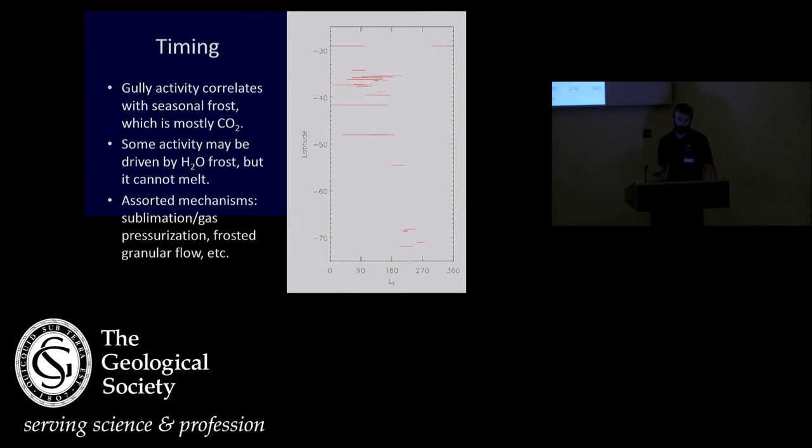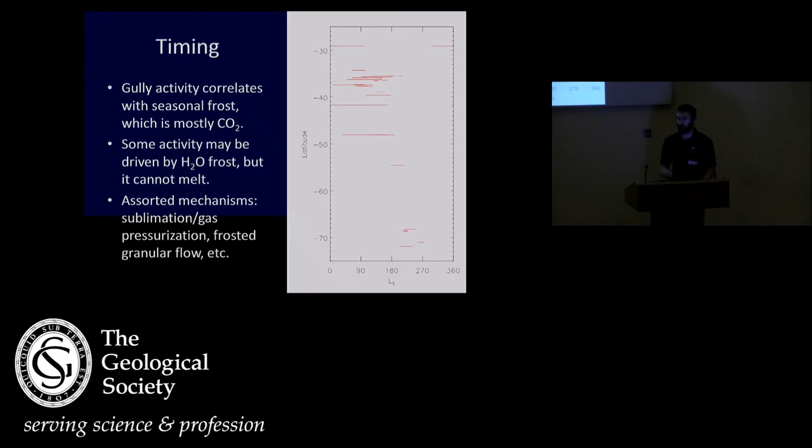But there's this clear correlation with seasonal frost, mostly CO2. Some of the activity may be driven by H2O frost, but it's not due to melting. I'll talk about that more in the next slide. And there's assorted mechanisms that have been proposed. We've just heard about a couple of these. Sublimation and gas pressurization, or fluidization by material superposed on top of the frost.